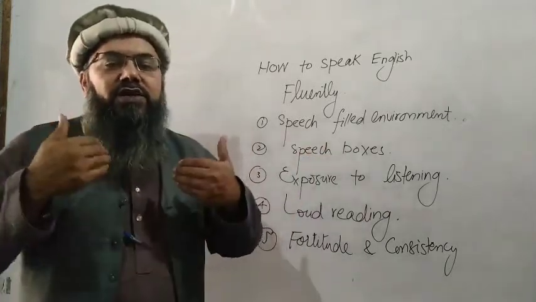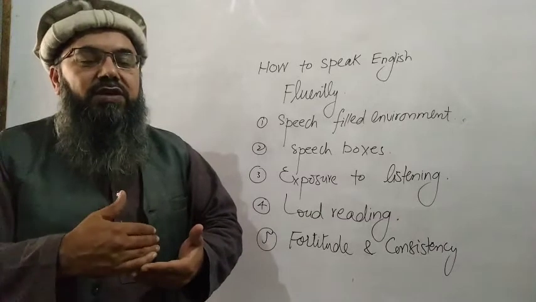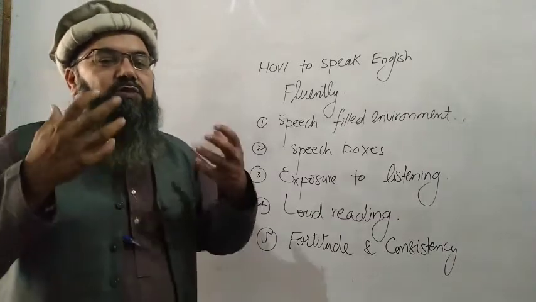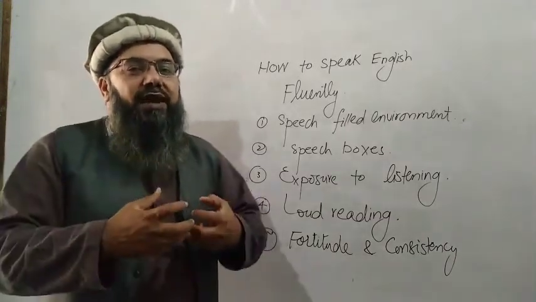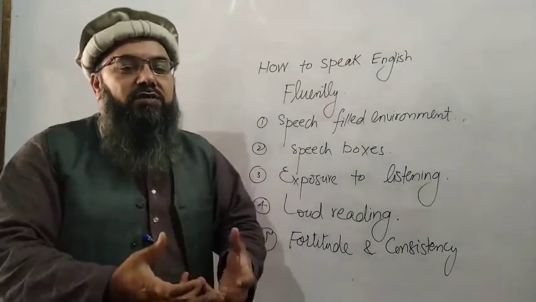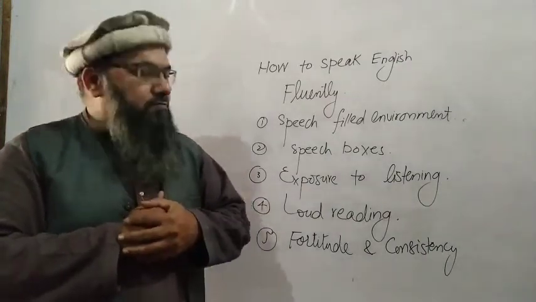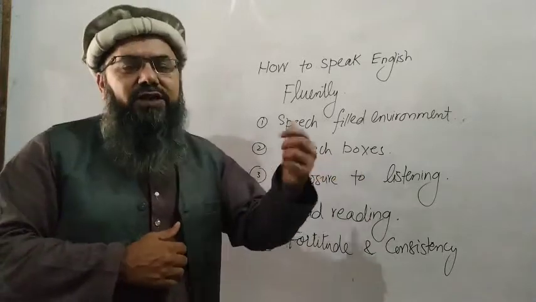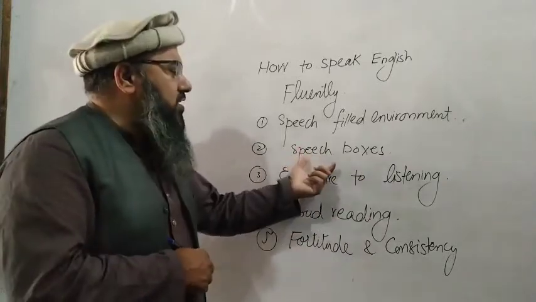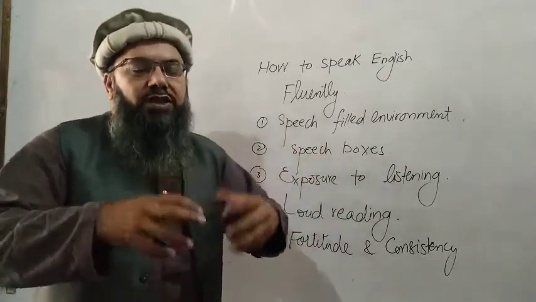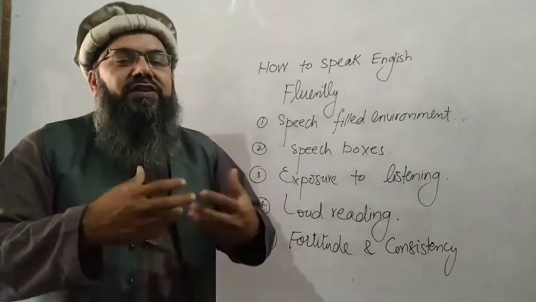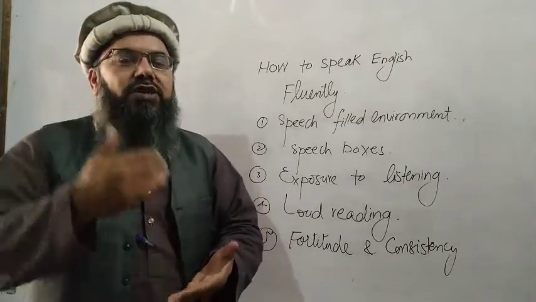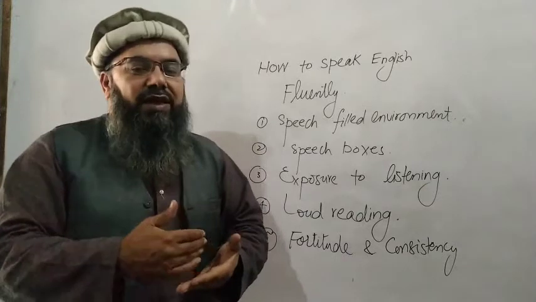So when we keep on speaking Urdu, Punjabi or other local languages, our speech boxes become mature and they cannot produce the sounds which are relevant to the English language. So in order to become a fluent speaker of English, you need to do certain specific exercises. For example, you need to practice tongue twisters and lip rounding.